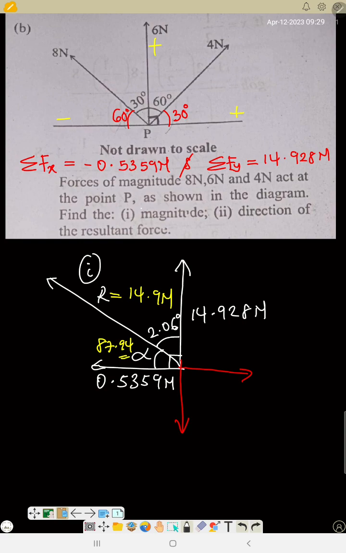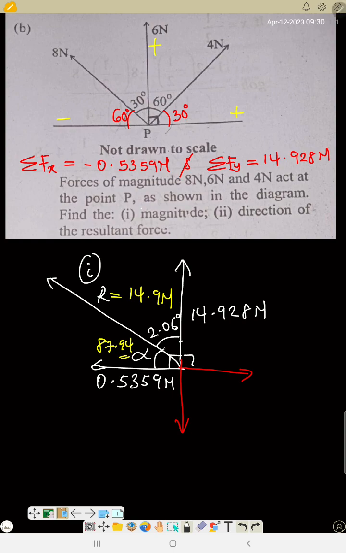So your true direction of this resultant is, if you go from north, as in from here, that is if you go clockwise, the direction of your resultant is like adding the angles here, that is 90 plus 90 plus 90, 270. So 270 plus 87.94, so that is 357.94. So that will be the true direction.